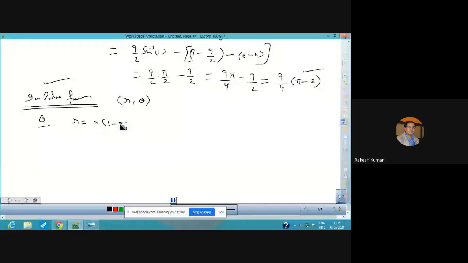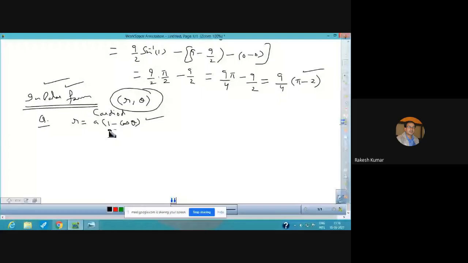Okay. Let us start to find out the area by a double integration in polar form. The polar form of the coordinates r and theta. So the example is find out the area enclosed by this cardioid. This is the cardioid, the equation of cardioid we have: r is equal to a into 1 minus cos theta.